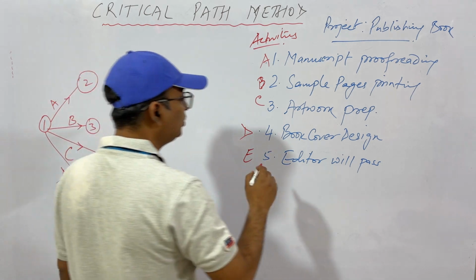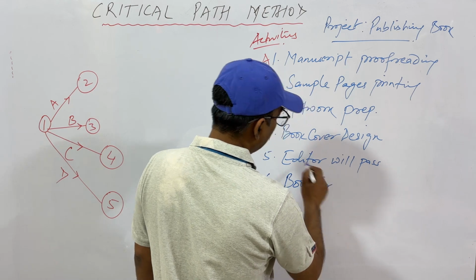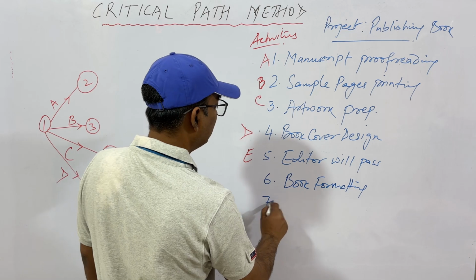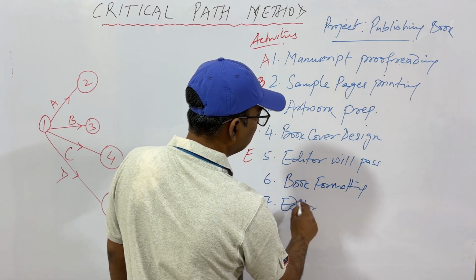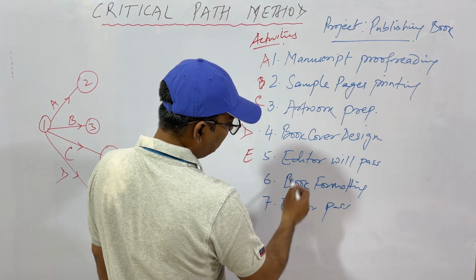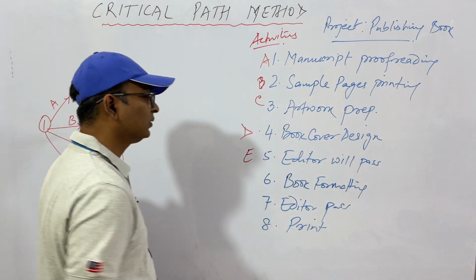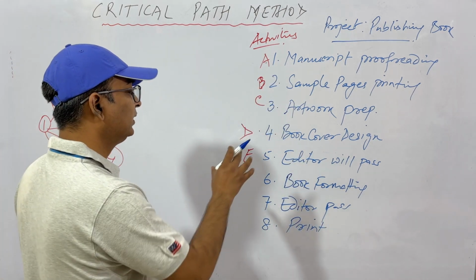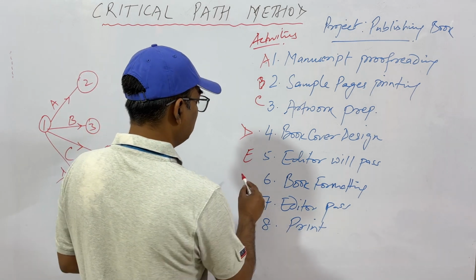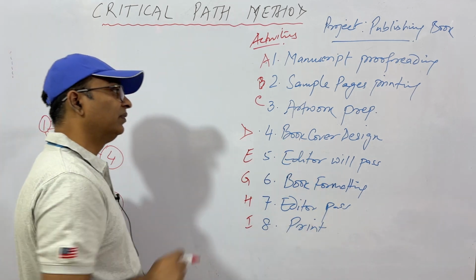Then what will you do? You'll do book formatting. The next step is to format the book, because all these have been passed. So now you can do this book formatting. Then again the editor will pass this, okay, and when this has been passed, you just print it. I'm not going into very details of the activities. There will be hundreds of activities involved, but at block level you can put it like this. So let this activity be G, this activity be H, this activity be I.